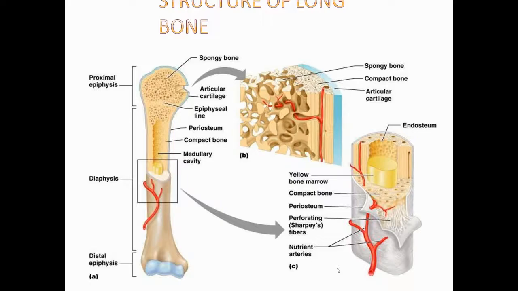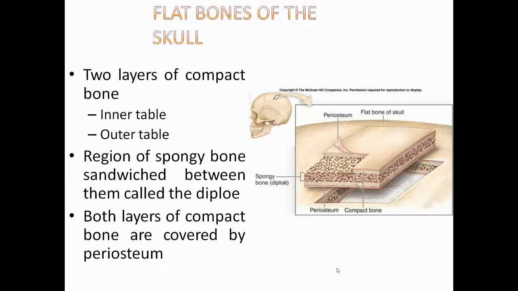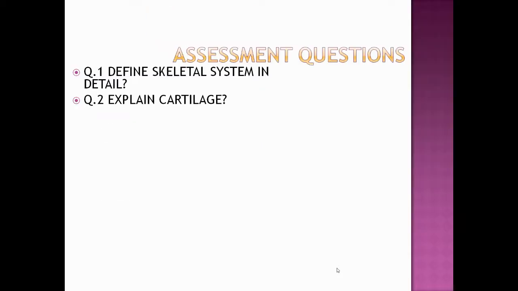We can see in this picture the structure of the long bone. Flat bones of the skull have two layers of compact bone, the inner table and outer table. The region of spongy bone sandwiched between them is called the diploe. Both layers of compact bone are covered by periosteum.